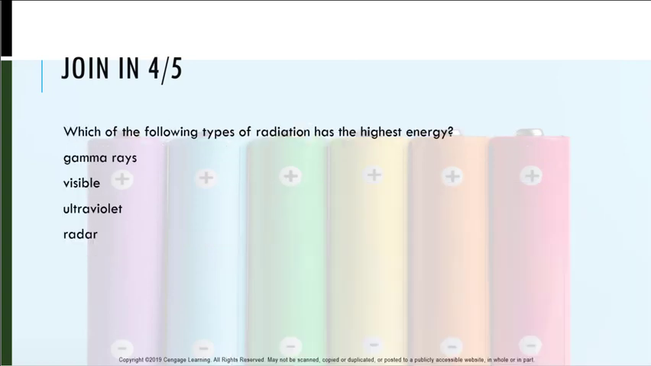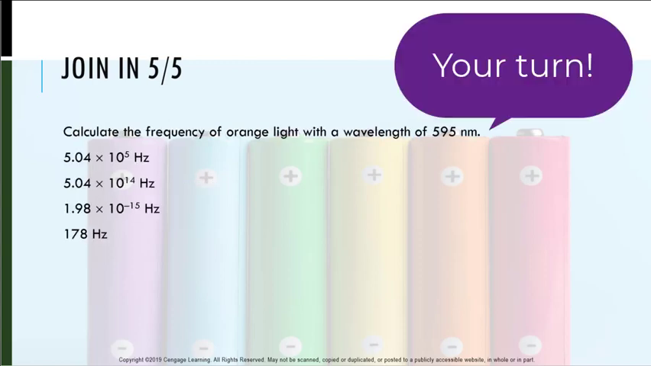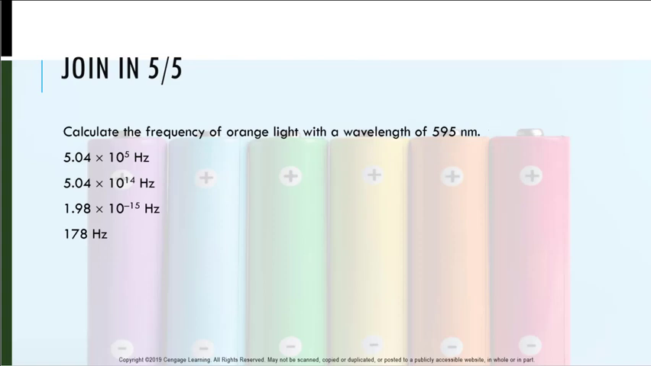Which of the following types of radiation has the highest energy? That would be gamma rays. Now calculate the frequency of orange light with a wavelength of 595 nanometers.